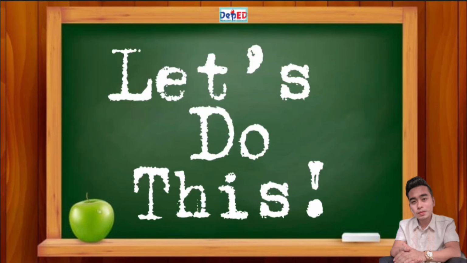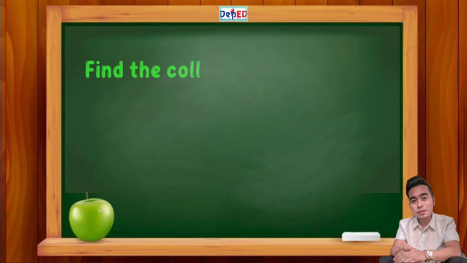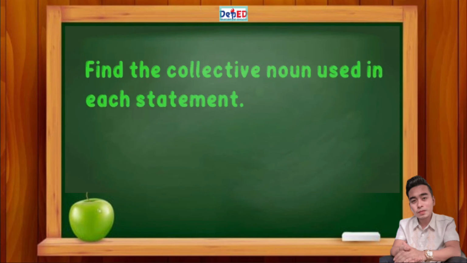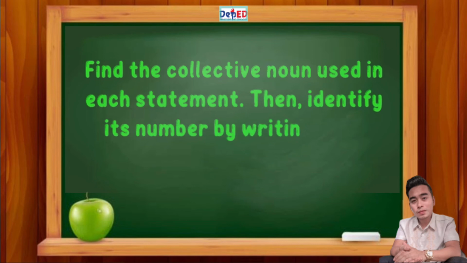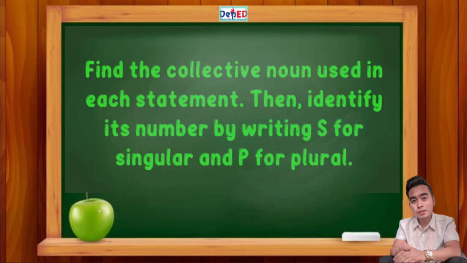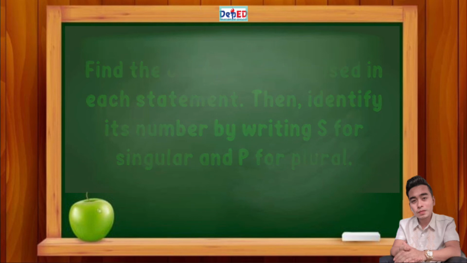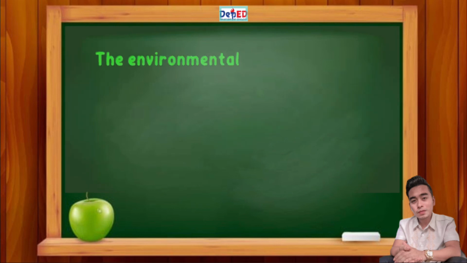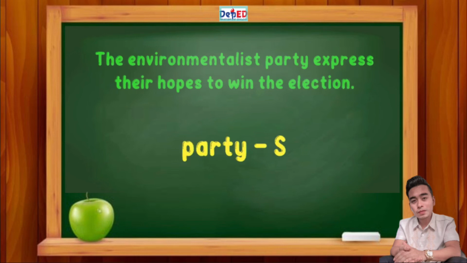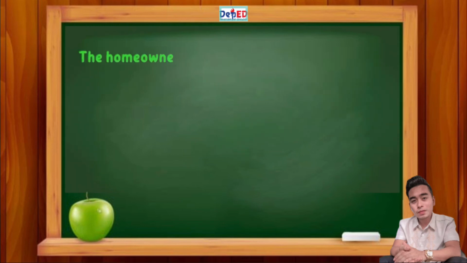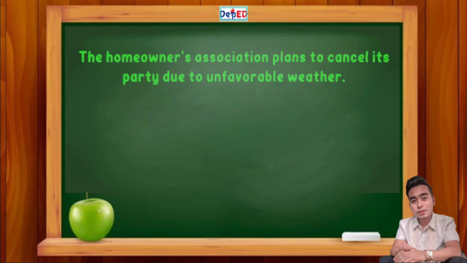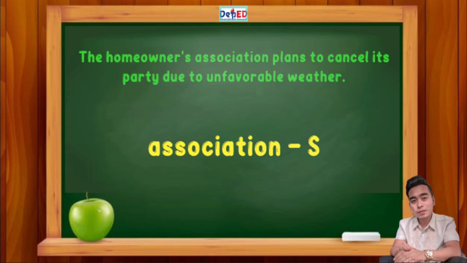Let's do this. Find the collective noun used in each statement. Then identify its number by writing S for singular and P for plural. The environmentalist party expressed their hopes to win the election. Party, P. The Owners Association plans to cancel its party due to unfavorable weather. Association, S.